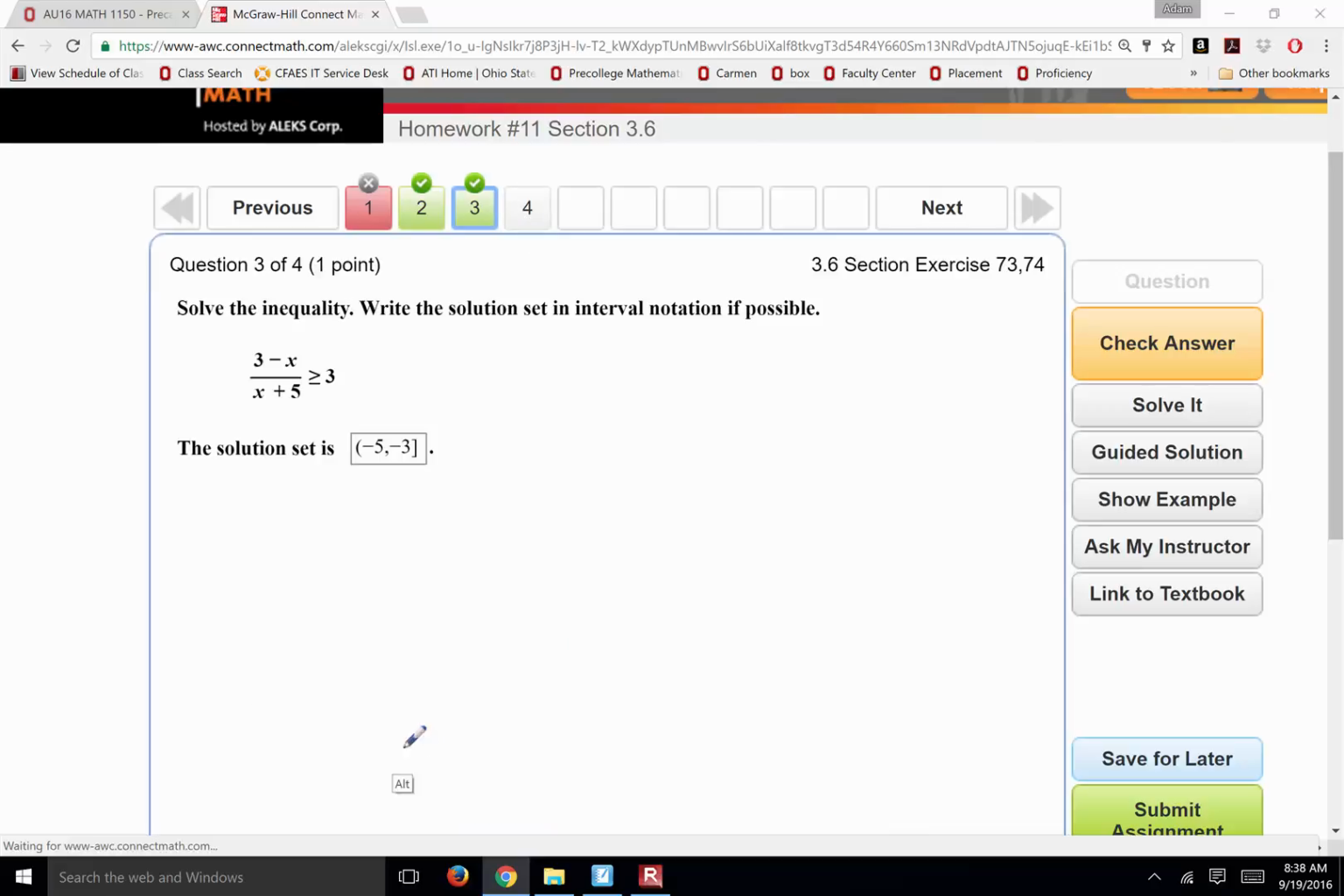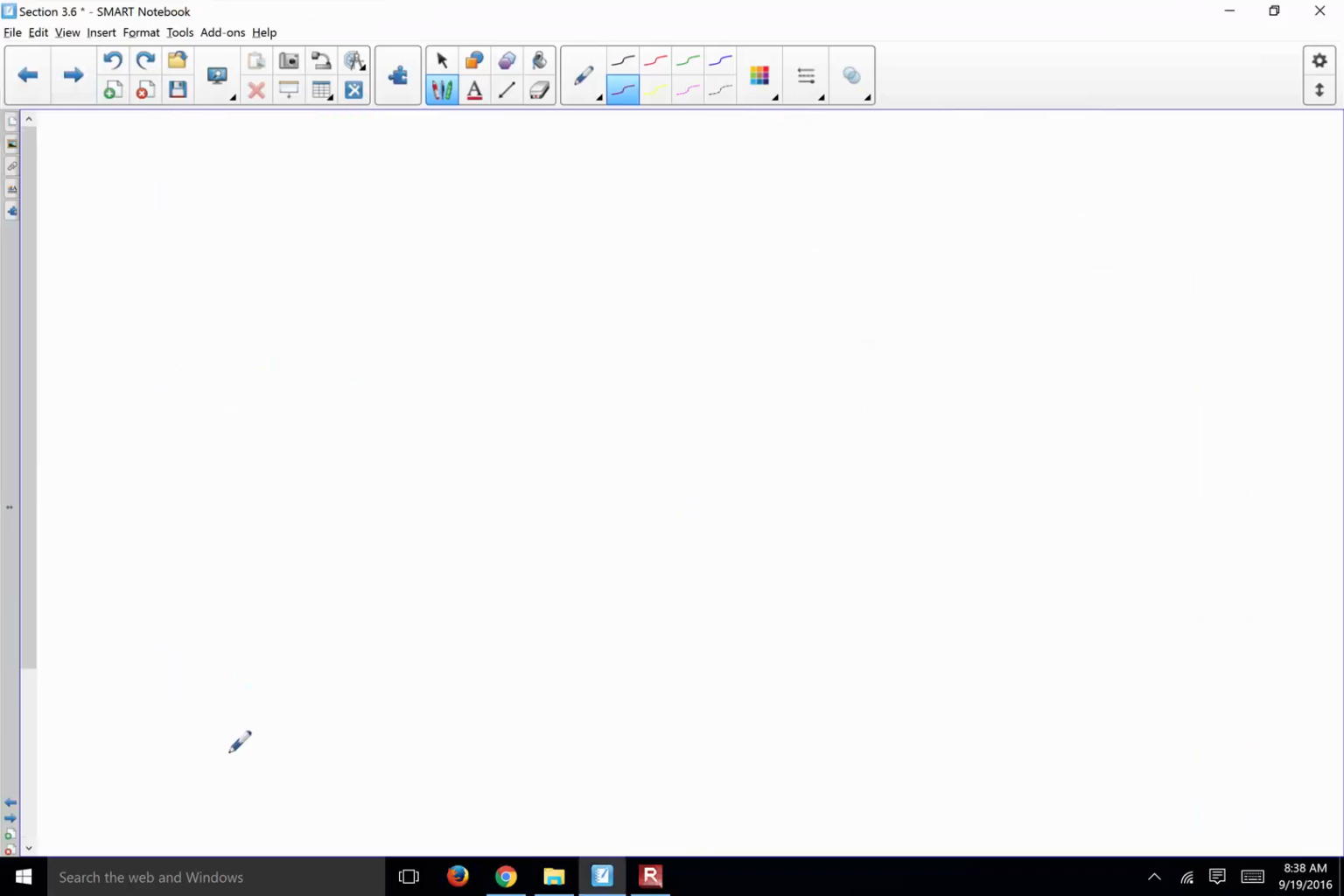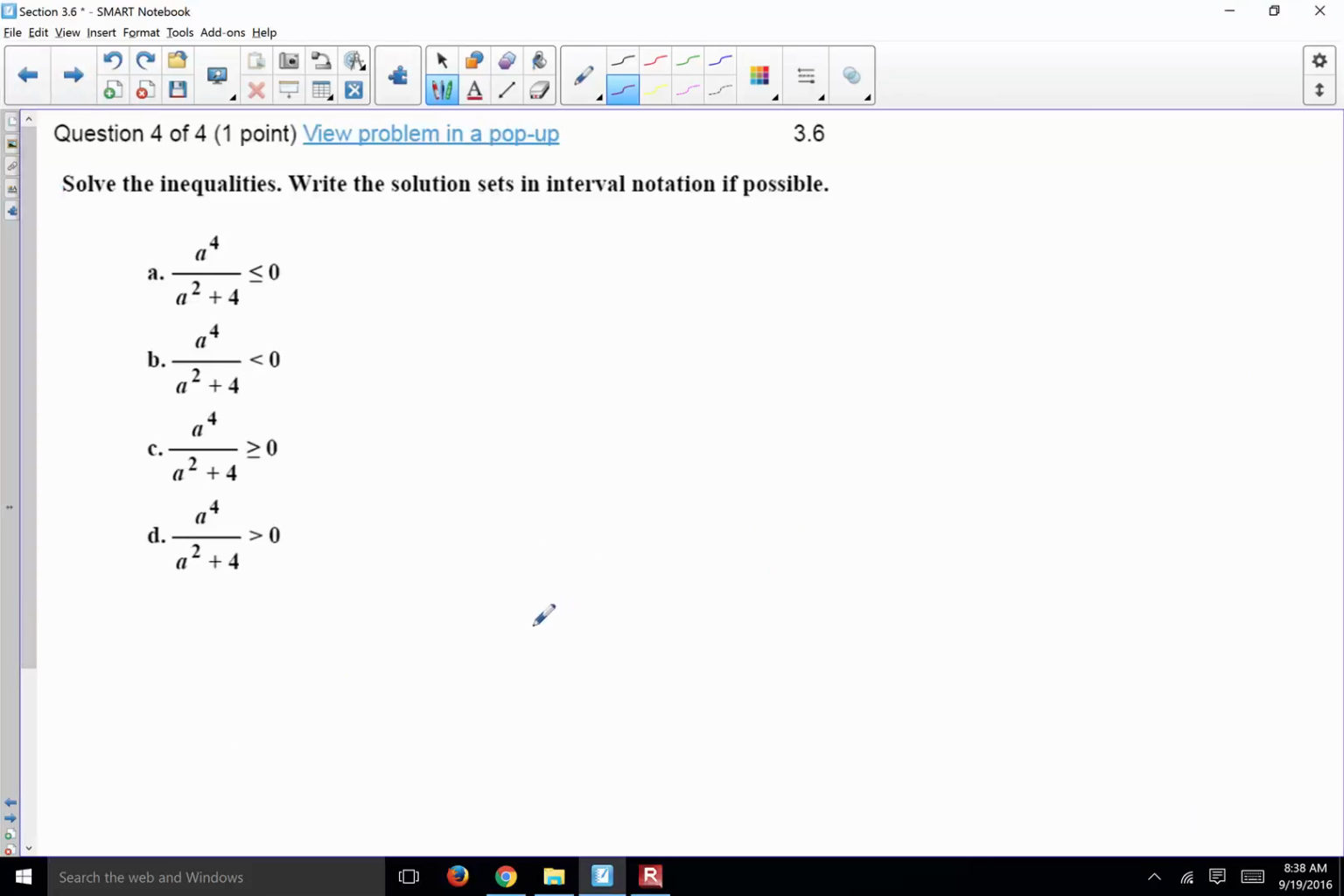Alright, our last question is a short type. It's all the same expression, four different scenarios. This means 0 or negative. This is just negative. This is 0 or positive. And this is just positive. Okay, look, you can use your logic here.